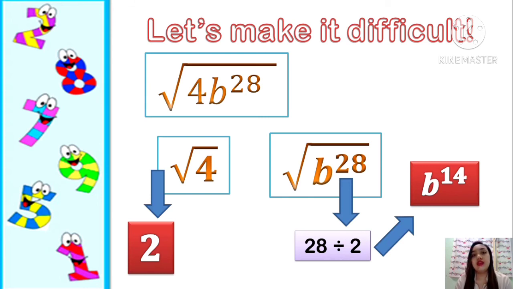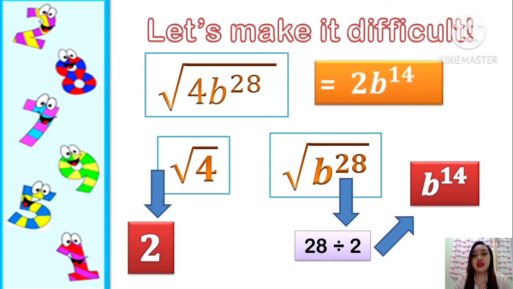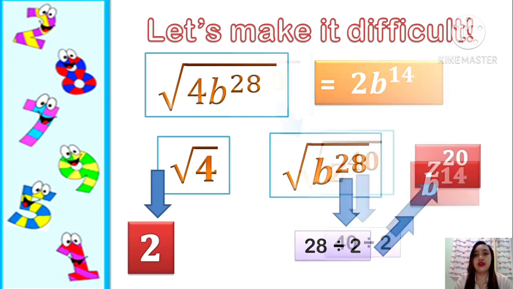Now, the question is, what is the square root of 4b to the 28th power? Yung dalawang sagot na nakuha natin, we will just combine. So, meaning, the square root is 2b to the 14th power. Matatanggal na nun yung radical sign. So, the final answer is 2b to the 14th power.